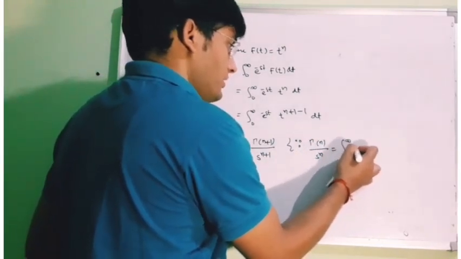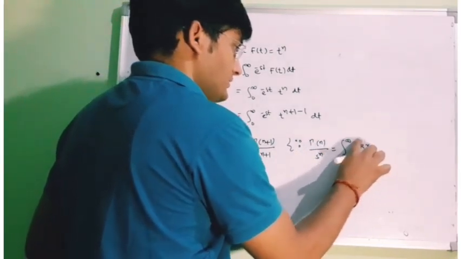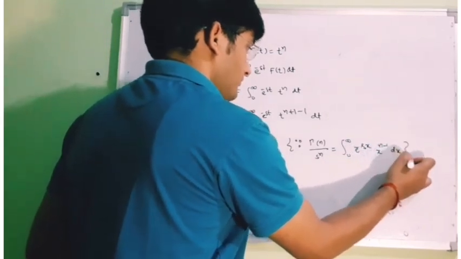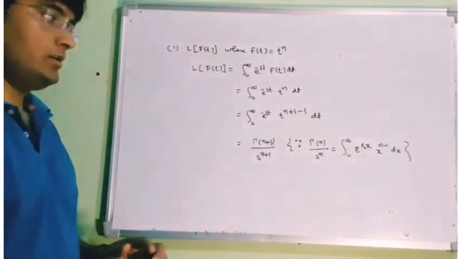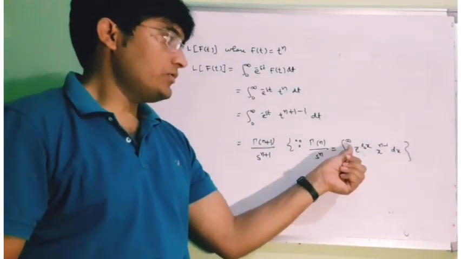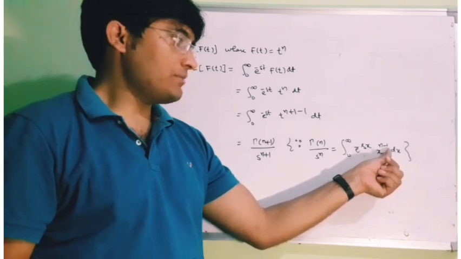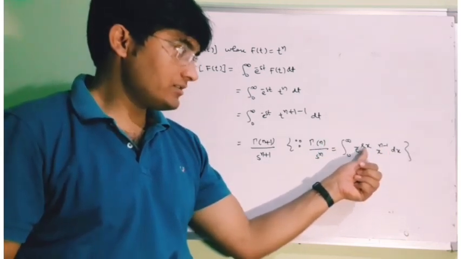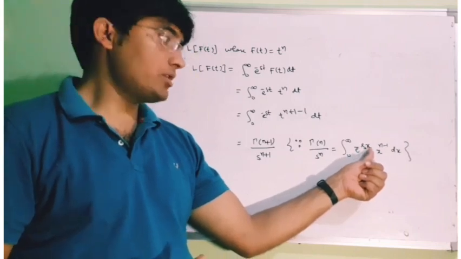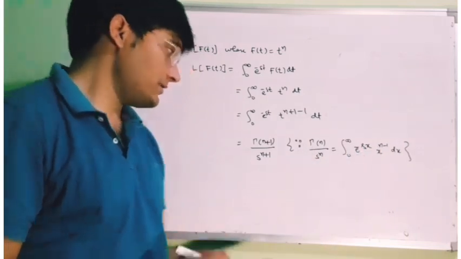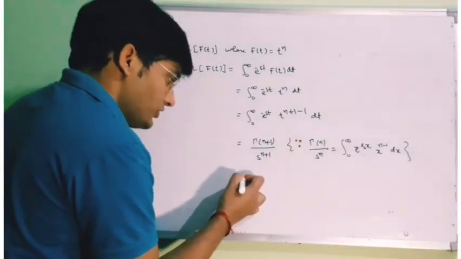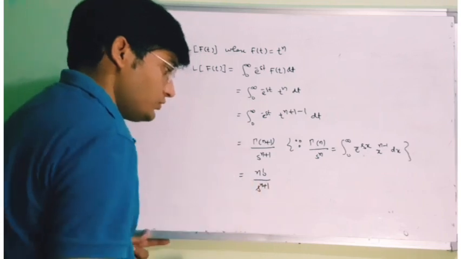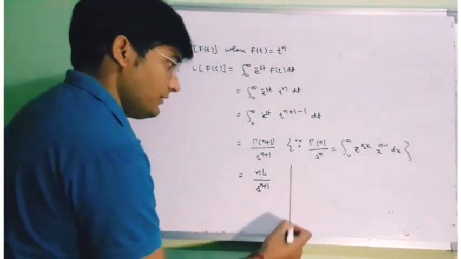the integral 0 to infinity e to the power minus sx x to the power n minus 1 dx, which is equal to gamma n upon s to the power n, where s is the multiplier associated with x and n is the power of x. Now if your n is a positive integer, then it is equal to factorial n upon s to the power n plus 1.